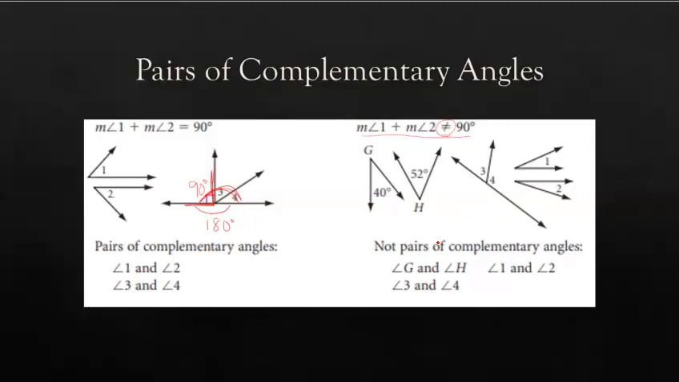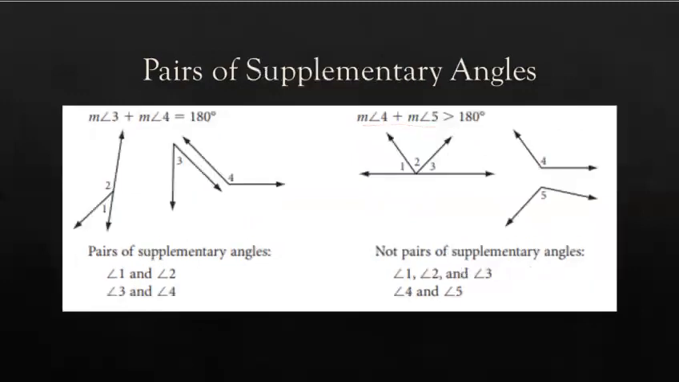So complementary angles, what's your definition? How about any two angles whose measures add up to 90 degrees? Let's look at our last one, supplementary angles. We have 3 and 4, the measure of angle 3 plus the measure of angle 4 equals 180 degrees.